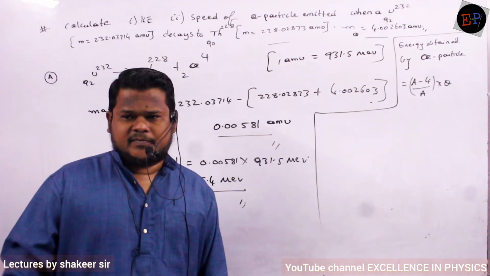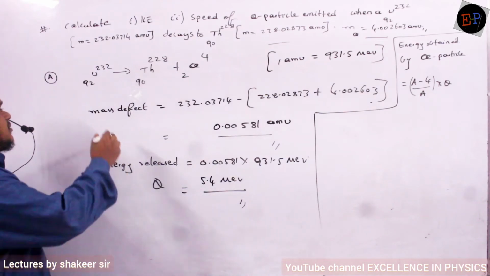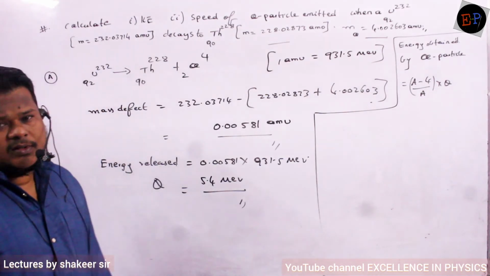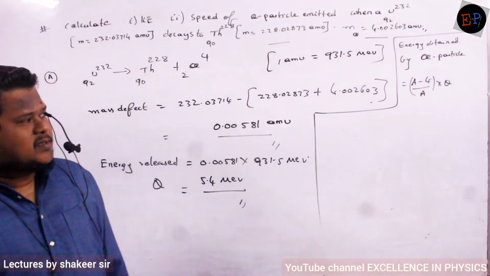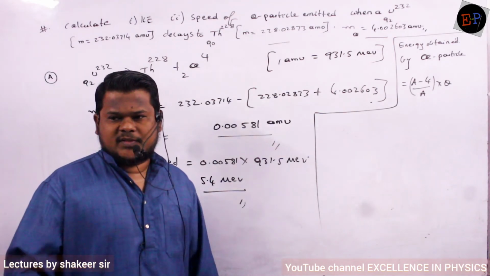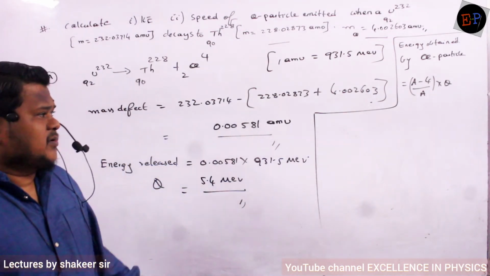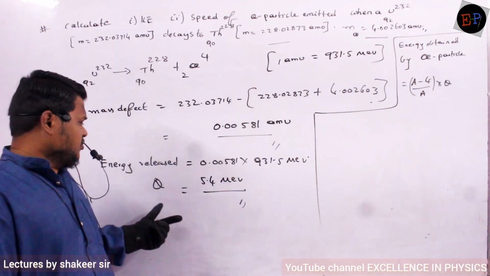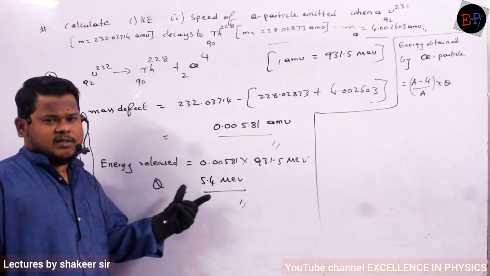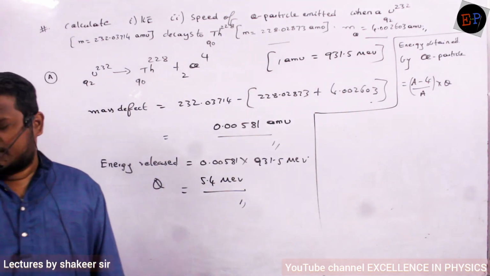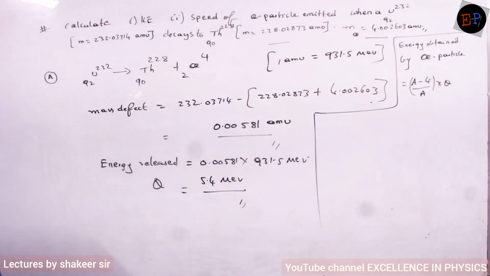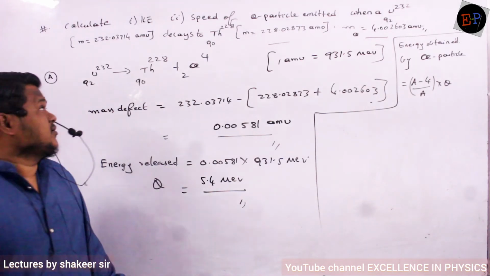A means mass number. So what is the mass number of uranium? It is equal to 232. And 4 is the mass number of what? Helium nucleus. Multiplied by Q. And what is meant by Q, ma? Q is the total amount of energy released. Clear? So substitute the values and see what answer you will get.